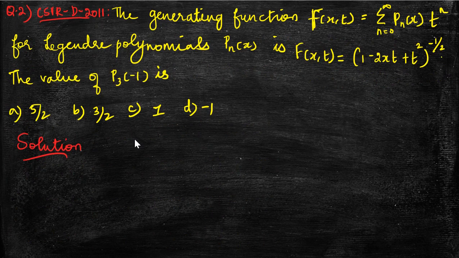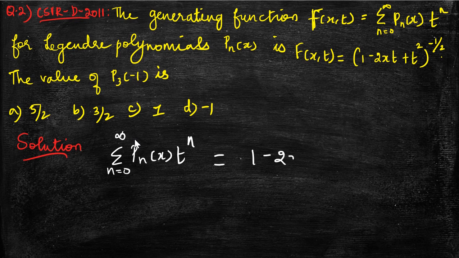Okay. So let us see the second question from December 2011. We have a generating function f of x comma t, which is summation n is equal to 0 to infinity P n of x t power n, and again the same generating function is equated to, I can equate these both functions as equal to one another. So (1 minus 2xt plus t squared) the whole power minus half. You can see this when you learn the generating function for Legendre polynomials.